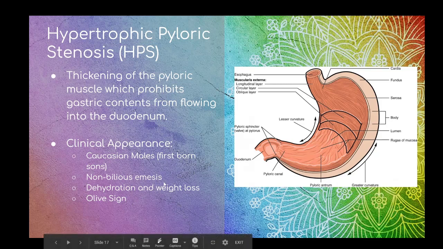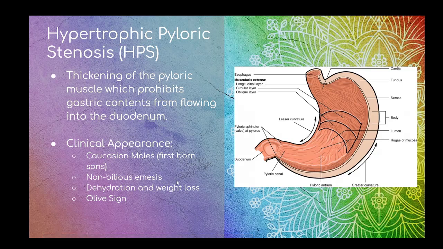As I mentioned, typically we do have vomiting. We call it non-bilious vomiting, and that's because there isn't any bile kind of backing up through all of this. So it's usually milk goes in, milk comes out. There's no other digestive juices really going on with it.